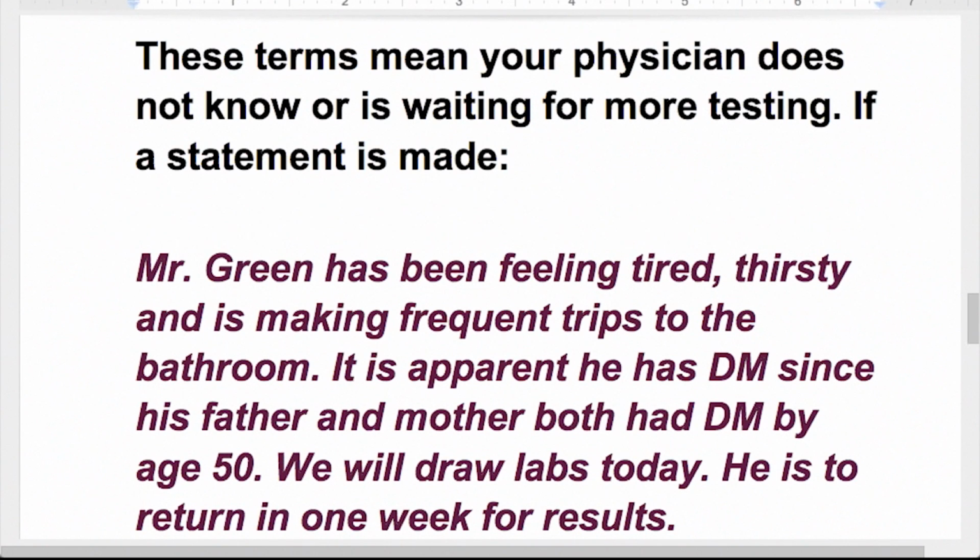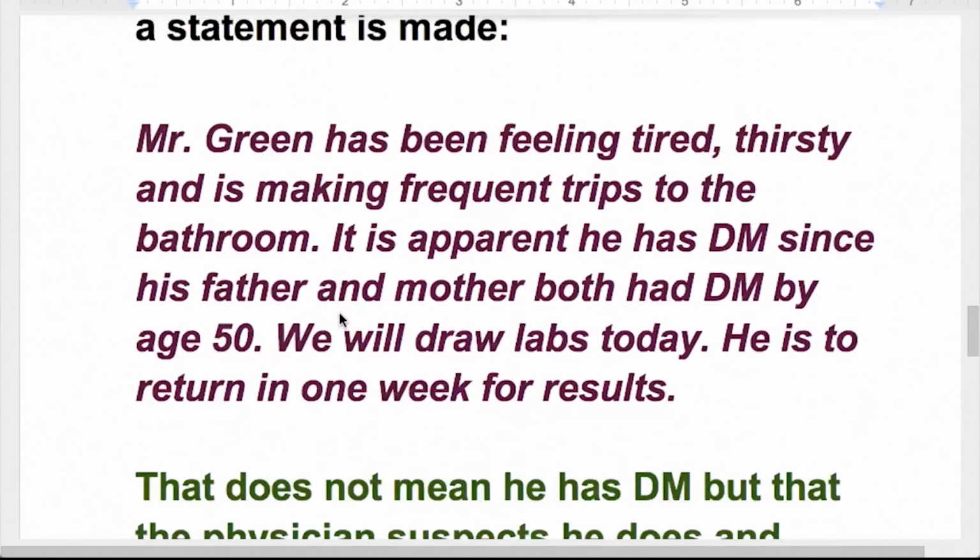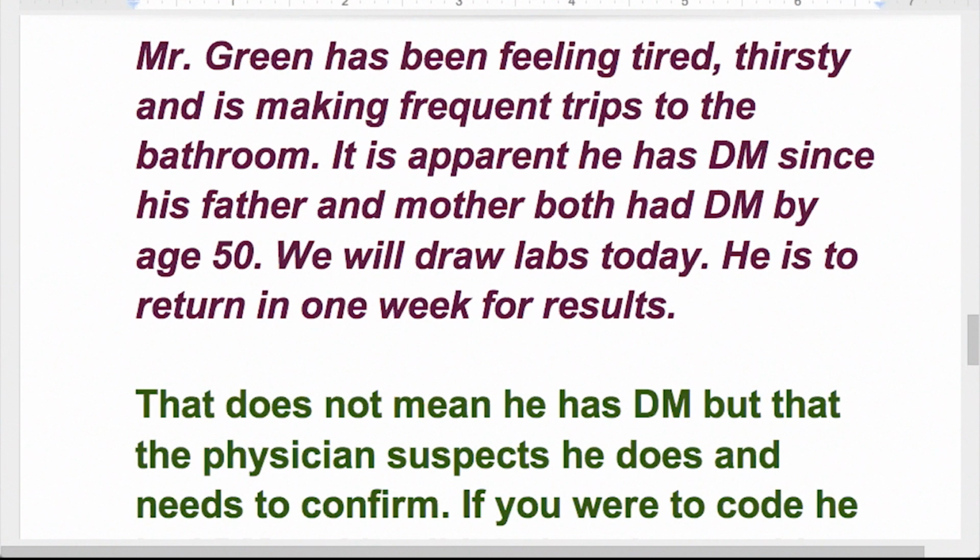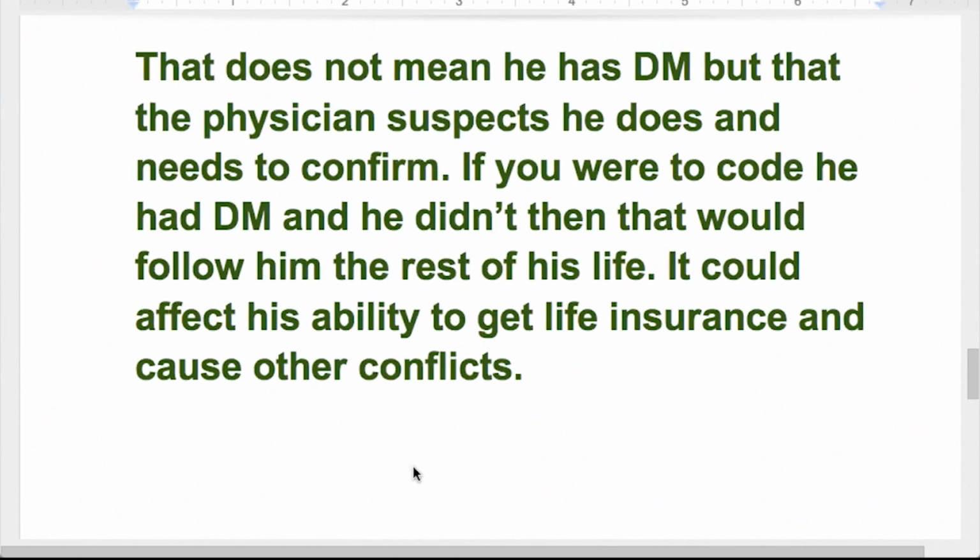Okay, these terms mean your physician does not know or is waiting for more testing. If the statement is made, this is another little case. Mr. Green has been feeling tired, thirsty, and is making frequent trips to the bathroom. It's apparent he has DM since his father and mother both had DM by age 50. We will draw labs today. He is to return in 1 week for the results. Now, the fact that he said it's apparent he has diabetes, he didn't actually say that he has diabetes. And then he confirms that he's not sure because he's going to do a test and have him come back for the results. You have to be very careful.